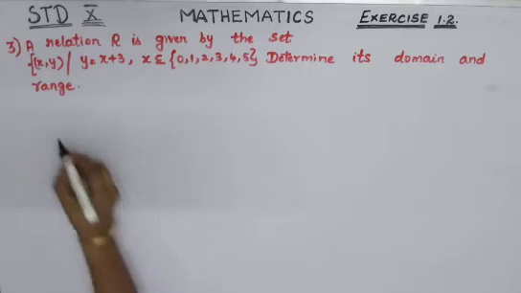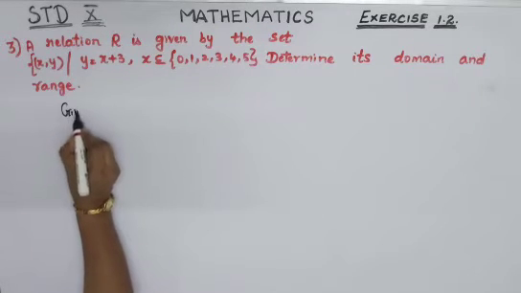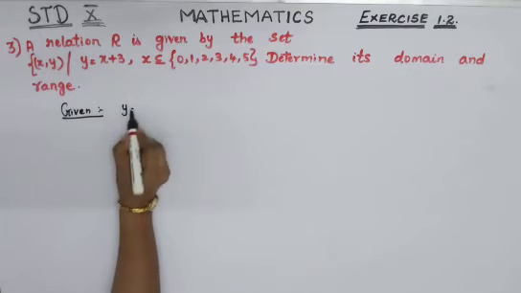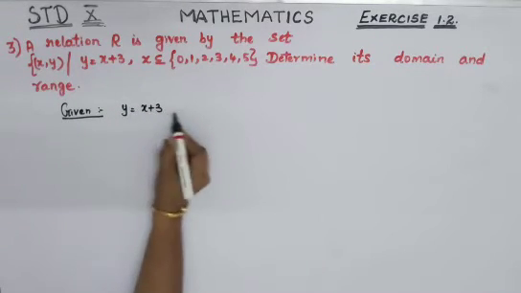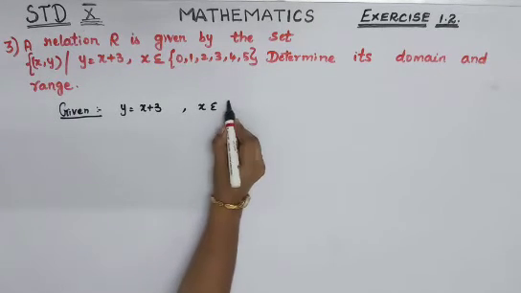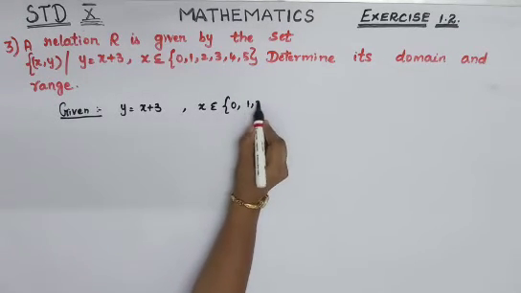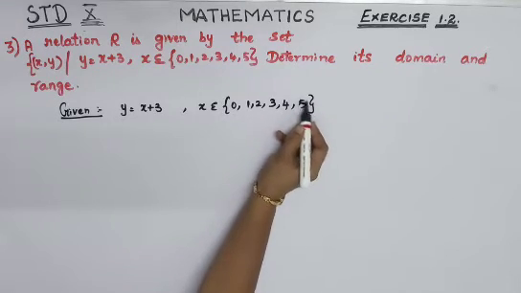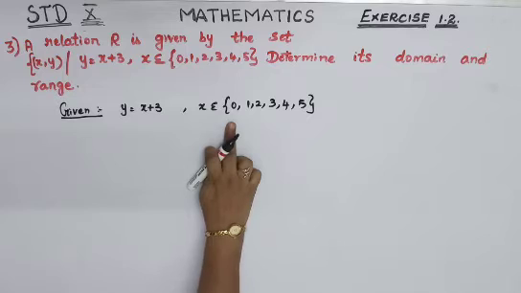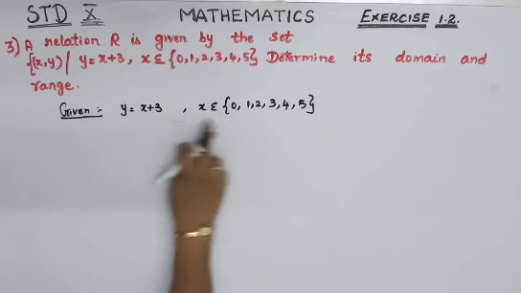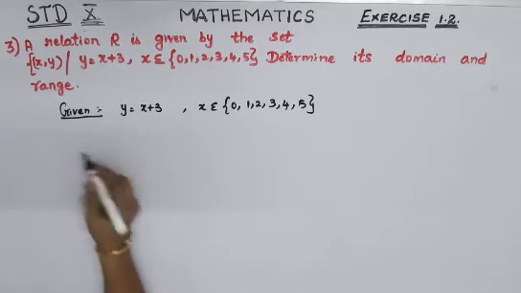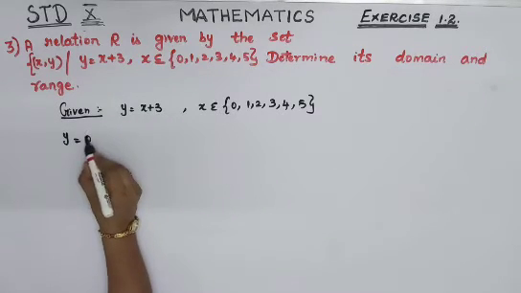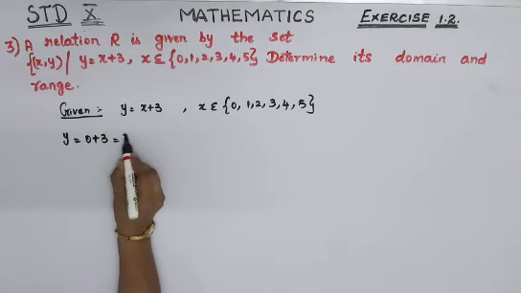So first we'll write the condition as given: y is equal to x plus 3, and they have given you x belongs to 0, 1, 2, 3, 4, 5. So what you'll have to do is take each value of x and find the value of y first. So y is equal to, first value is 0, so 0 plus 3, which is equal to 3.